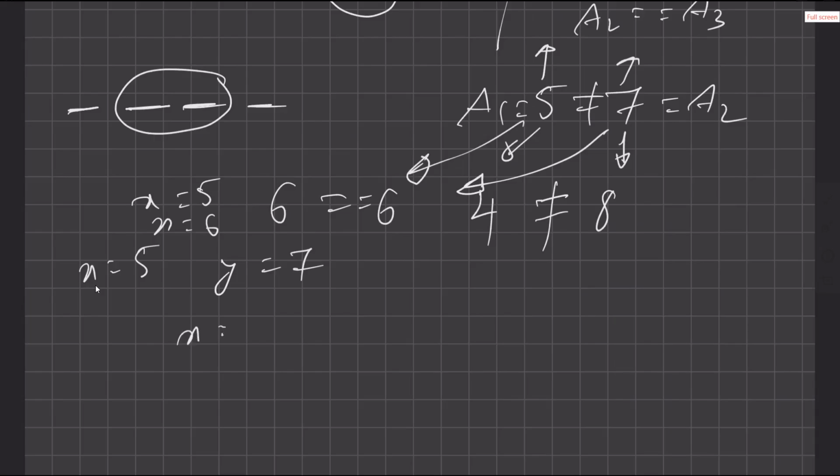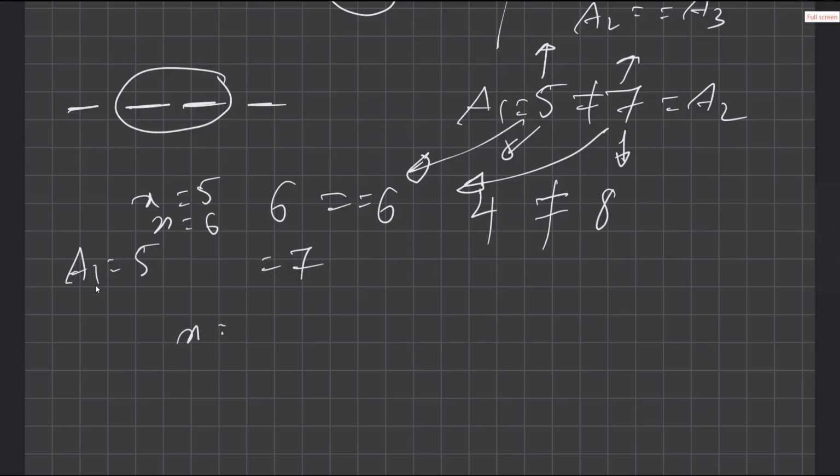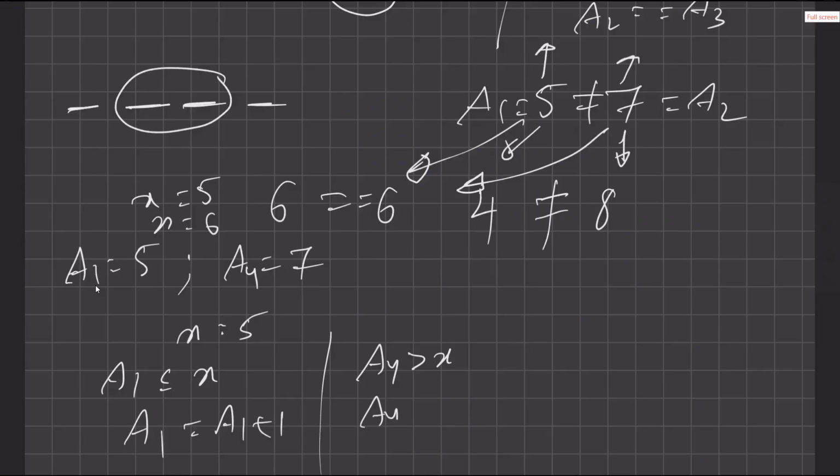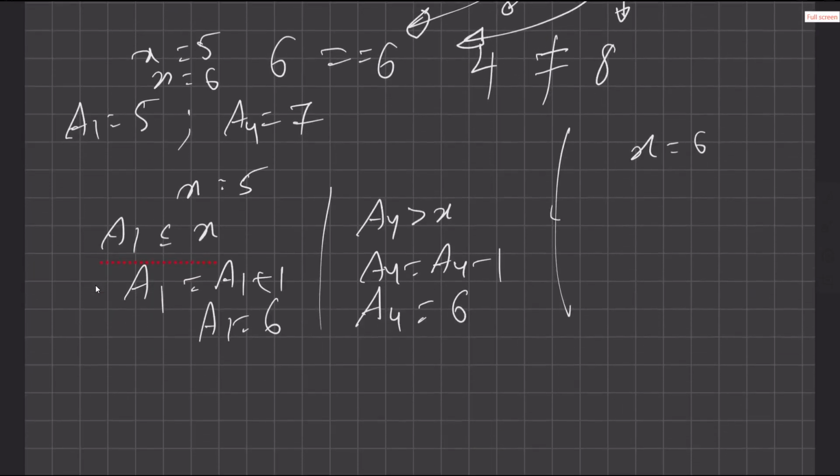When you choose x, sorry, x I have taken, I should have taken this a and b, or we can take a1 and a4. So when you've chosen x equal to 5, your a1 is lesser than or equal to x, so a1 is going to increase, and your a4 is greater than x, so your a4 is going to decrease. So your final a1 is now 6 and final a4 is now 6. And similarly, if you choose x equal to 6, the same thing happens.